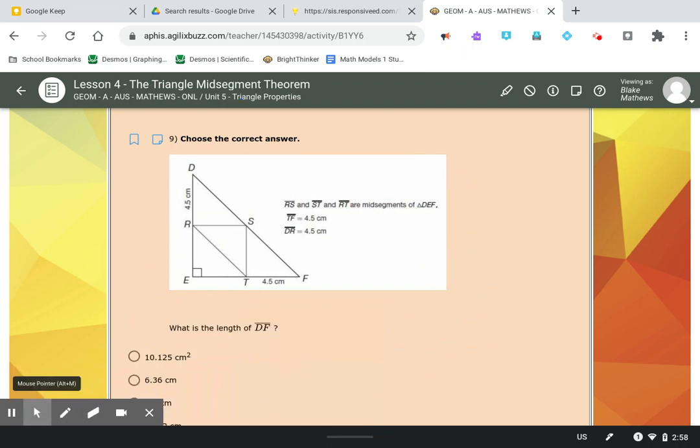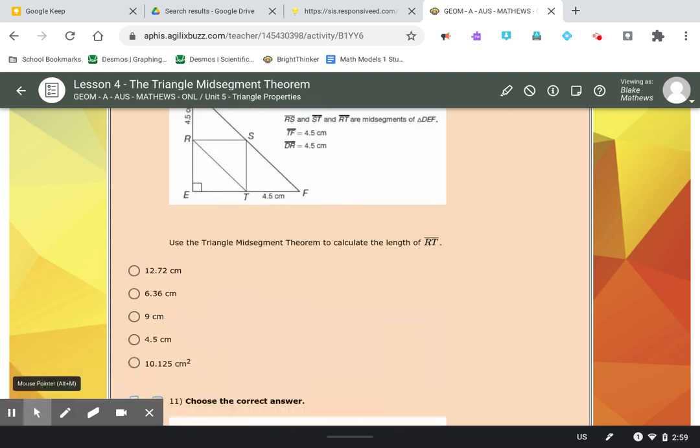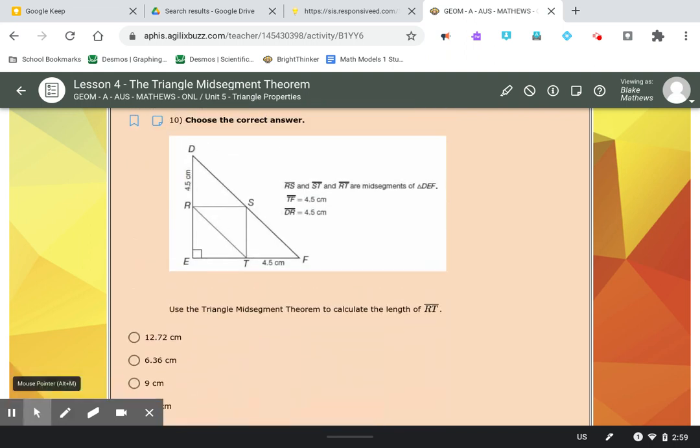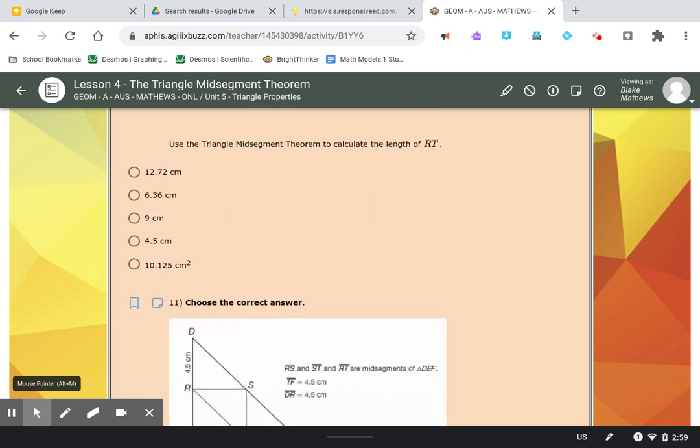Same thing in number 9. You are going to know SF based on the previous problem. So once you find that, remember this is a midpoint, so DS would be the same. And so then you should easily be able to find the length of DF. Calculate the length of RT. Same idea as the previous 2 problems. I think if you use common sense, you'll be able to figure out that one.